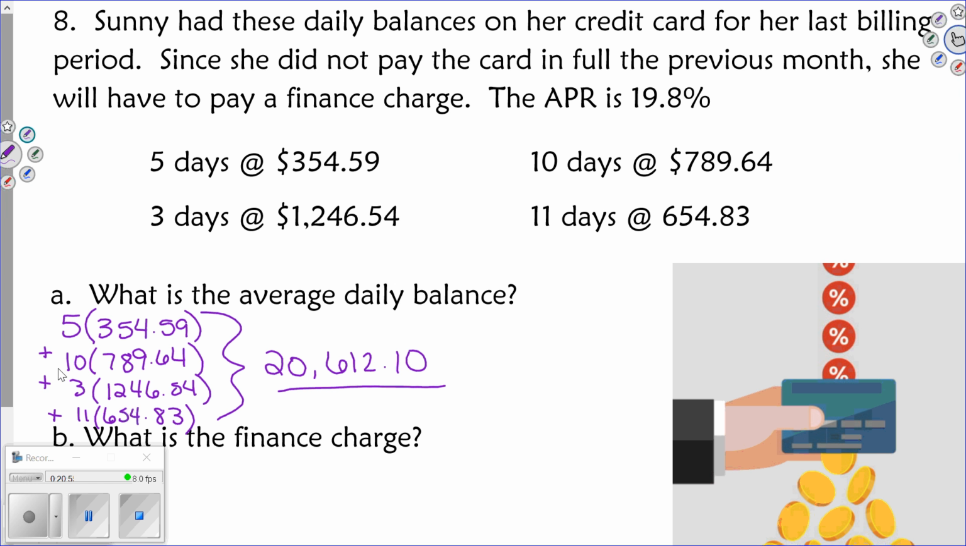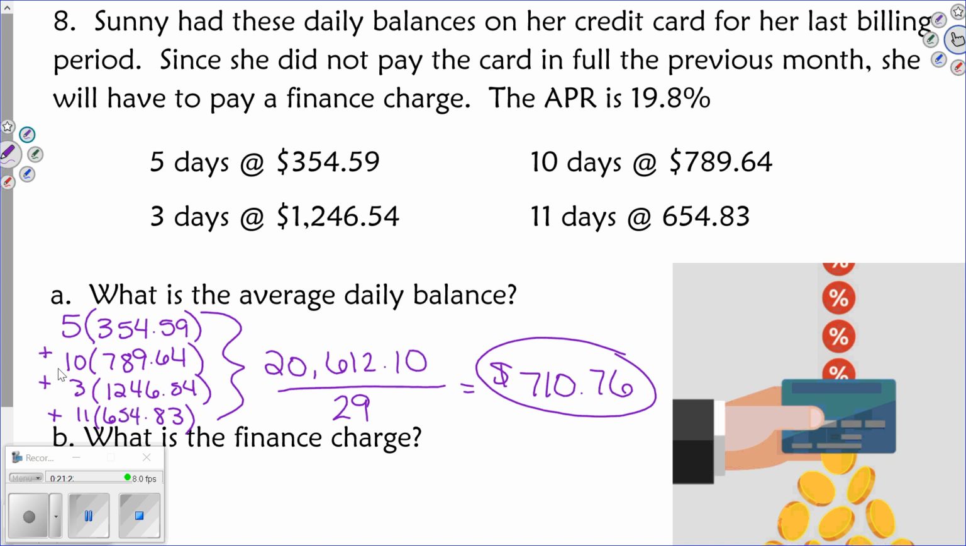What? 29. How do you have 29 days? When does February have 29 days? On a leap year. Yeah, so we're looking at 29 days. Must have been February on a leap year. So divide that by 29. So her average daily balance is $710.76.